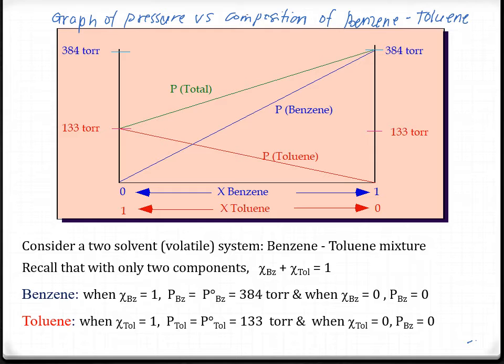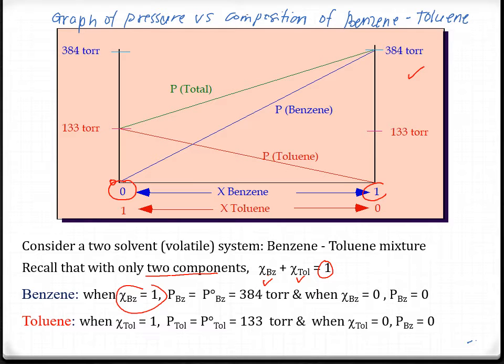Now, let's have a look at the graph of pressure versus composition of a benzene-toluene mixture. Benzene and toluene are non-polar solvents, so this is a volatile system. Recall that with only two components, the mole fraction of benzene plus the mole fraction of toluene is equal to 1. For benzene, when the mole fraction of benzene is equal to 1, the partial pressure of benzene is equal to the vapor pressure of pure benzene, which is 384 torr. And when the mole fraction of benzene is equal to 0, the partial pressure of benzene is equal to 0.